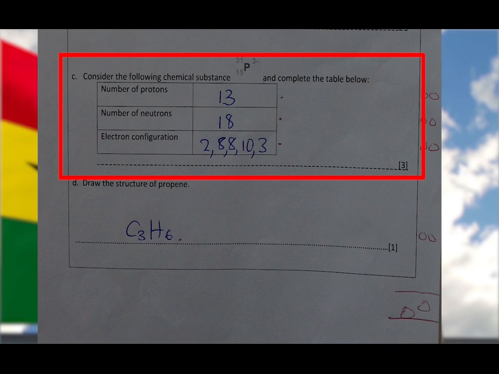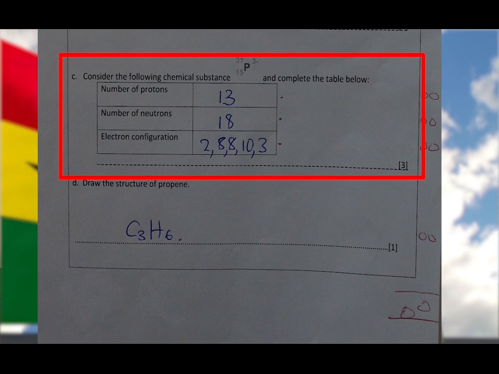Then again, you also fail to apply the formula for finding the number of neutrons. That is, you have to subtract the number of protons from the mass number. In other words, the atomic number from the mass number, to be able to get the number of neutrons. And when you subtract 15 from 31, you are supposed to get 16. And so the number of neutrons is 16.